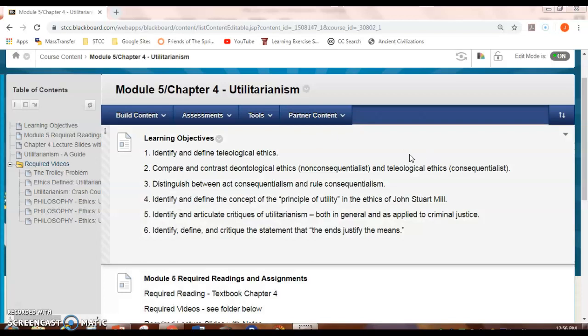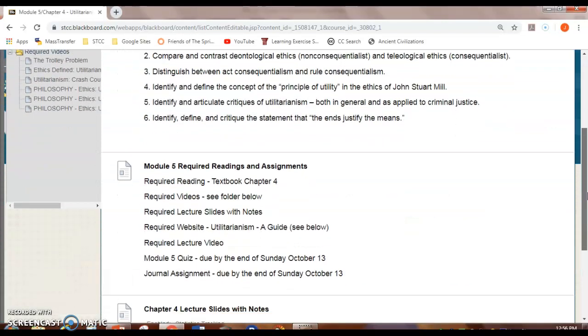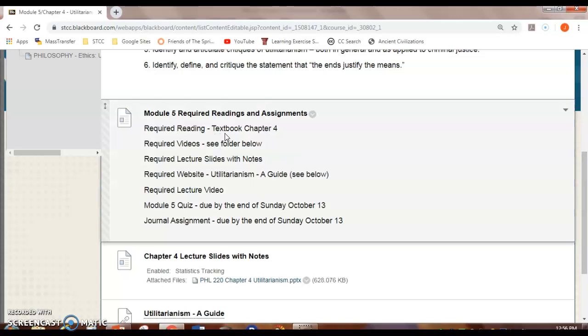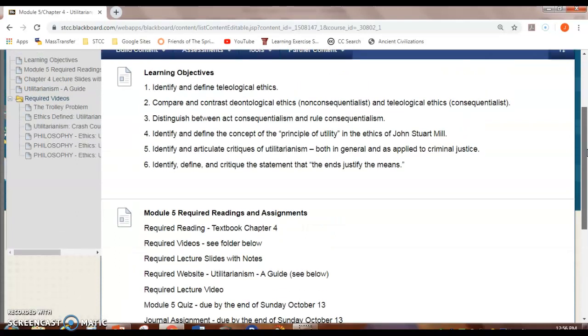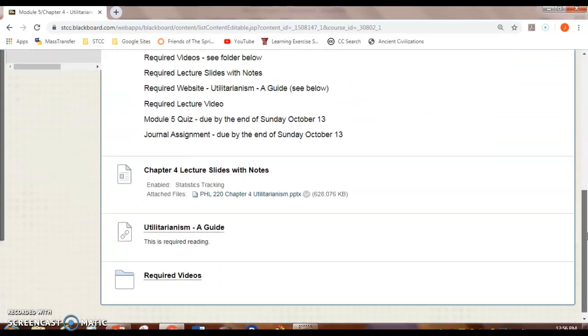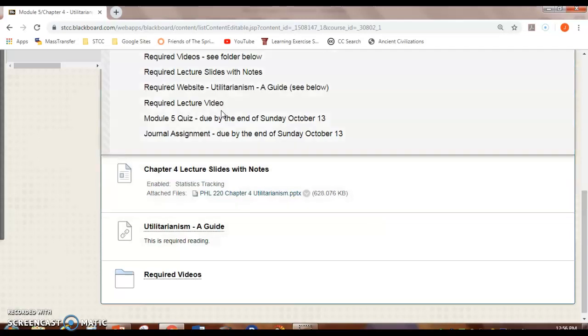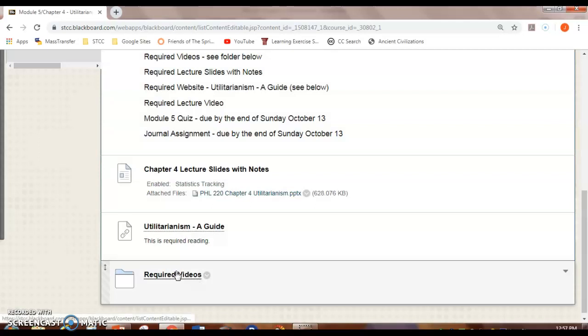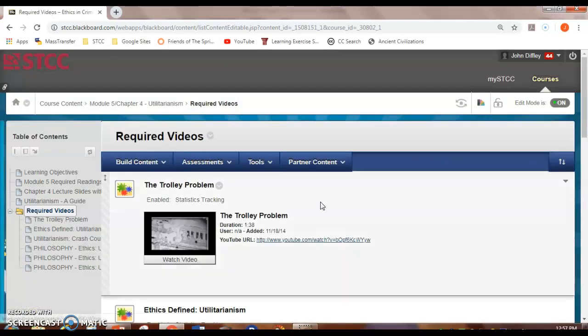So as you can see, as always, you have the learning objectives, the assignments, the reading from the chapter, the required videos, and lecture slides. There's a website, a guide to utilitarianism, which covers some of the different parts of this, especially rule and act consequentialism. There is the lecture video. There's only one because this one's pretty straightforward. The videos do a great job, so make sure you look at the required videos. You've got a quiz and a journal assignment. No discussion board this week.